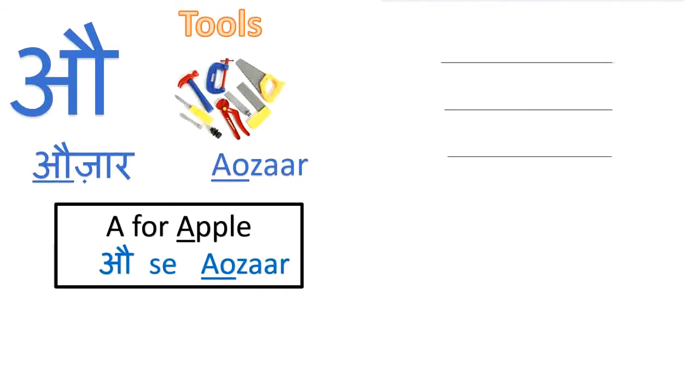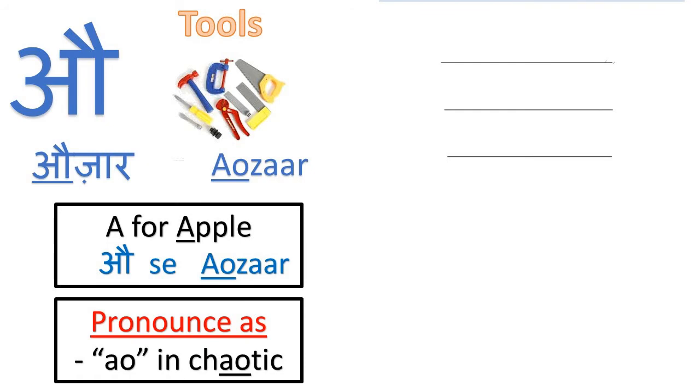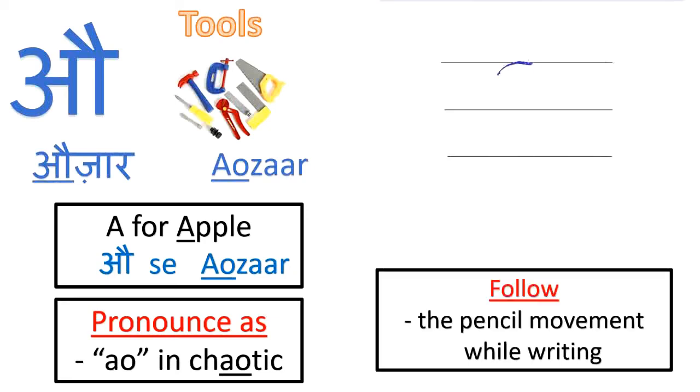To pronounce O correctly, pronounce it as you pronounce AO in the English word chaotic. O, chaos. O, chaotic. For writing O, please follow the pencil movement and write in the same manner.